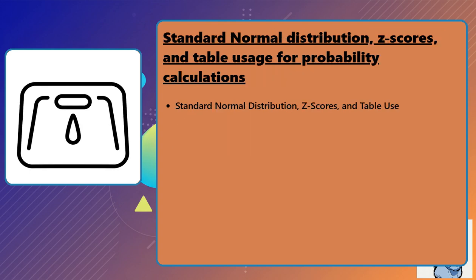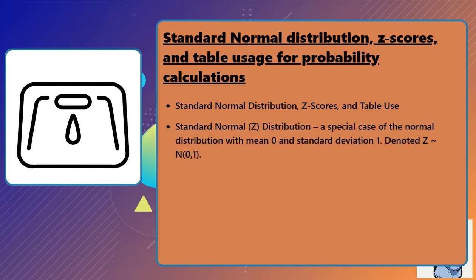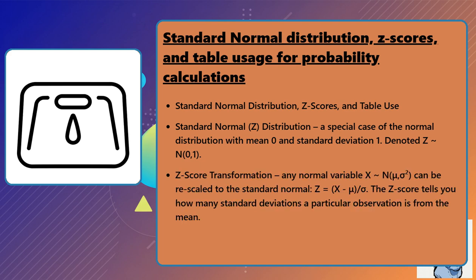Standard normal distribution, z-scores, and table use. Standard normal z-distribution, a special case of the normal distribution with mean 0 and standard deviation 1. Denoted Z is N(0, 1). Z-score transformation: any normal variable X that is N(mu, sigma squared) can be rescaled to the standard normal. Z equals (x minus mu) over sigma. The z-score tells you how many standard deviations a particular observation is from the mean.